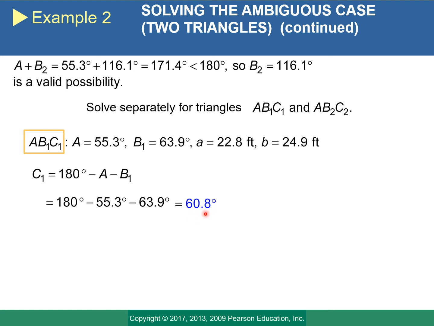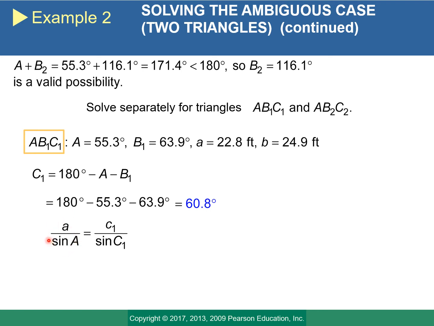So we have all three angles now. Capital C is 60.8 degrees. So now we're missing side C. We're going to call it little c1. So then we use our law of sines. And notice what we're picking to compare it with. We're setting this equation equal to the value or ratio with A's in it.